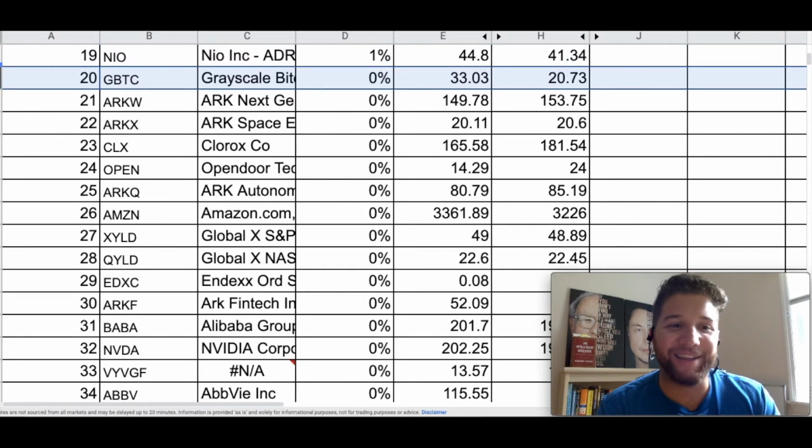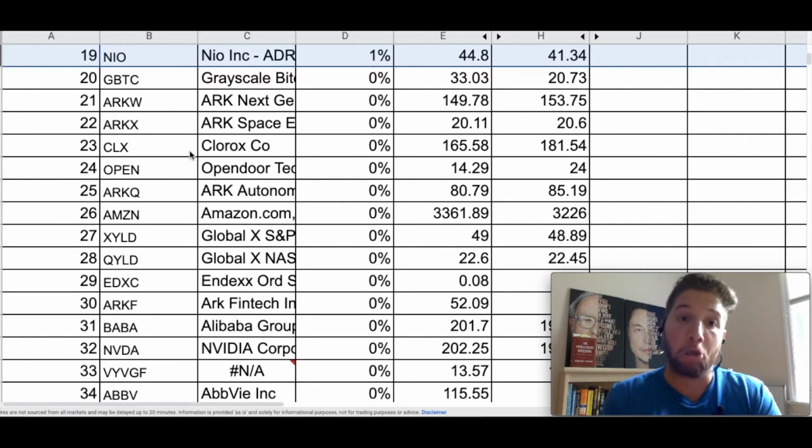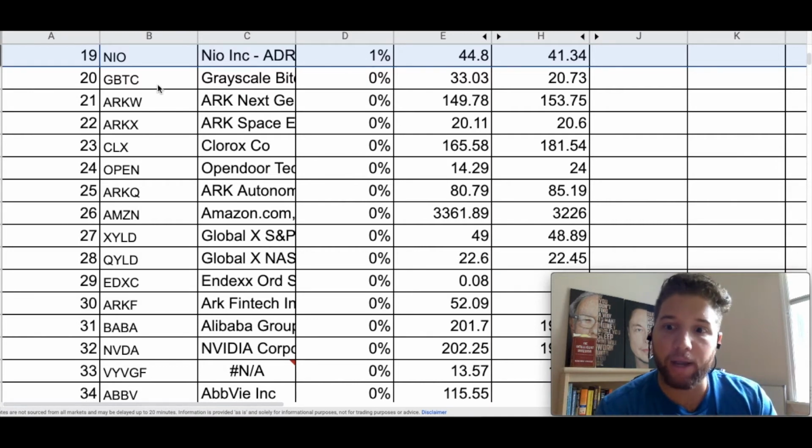All right, number 19, look at that. This one actually makes up 1% of my portfolio. NIO, ticker NIO. This is an electric car company based in China. And I think that they are number 2 to Tesla right now.